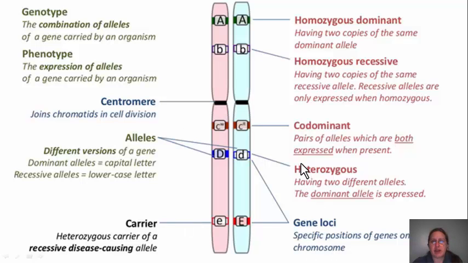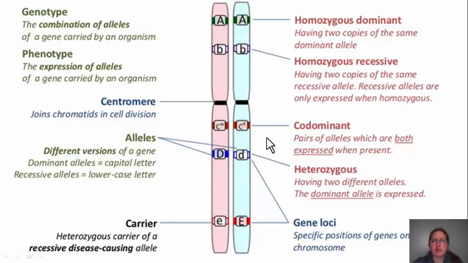You also have heterozygous, and that is where you have one big letter and one little letter, or having two different alleles, and in that case, the dominant allele is expressed. These alleles are just different versions of a gene.